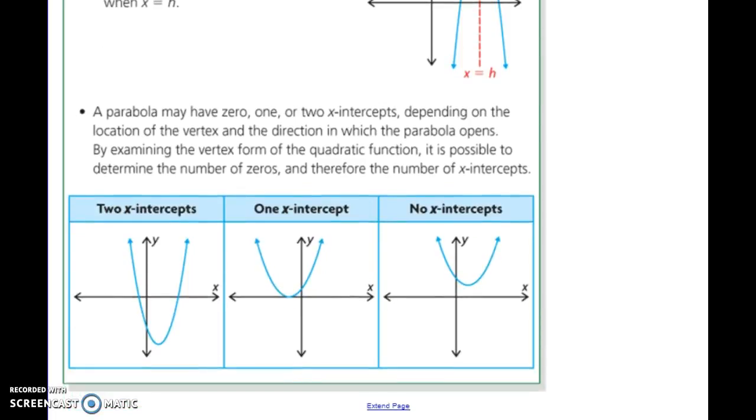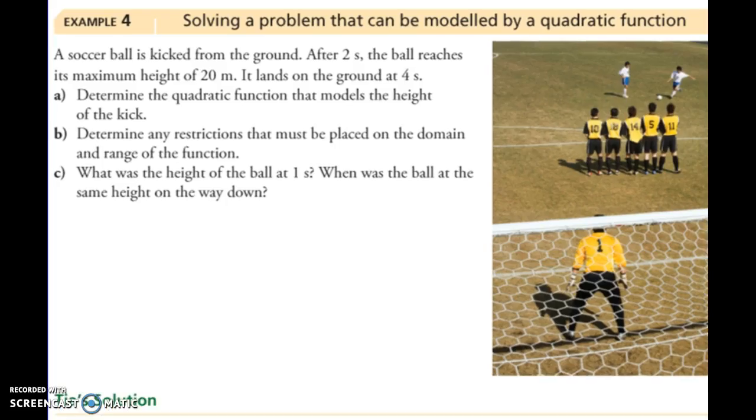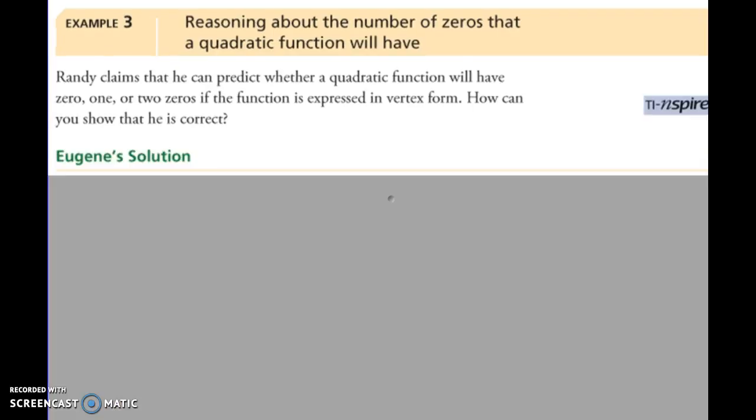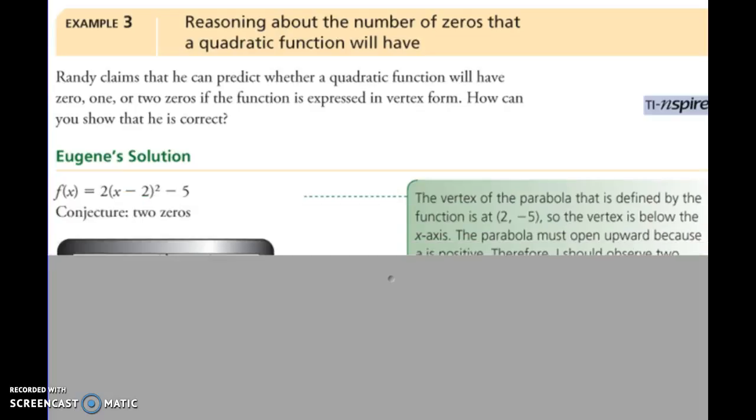This is the part that we're looking at in example 3. So it says a parabola may have 0, 1, or 2 x-intercepts. So in this case, this parabola is hitting the x-axis in 2 spots. In this case, it's hitting it in 1 spot, and in this case, it's not hitting the x-axis at all. So it would have no intercepts. So example 3 says he can predict how this is going to happen.